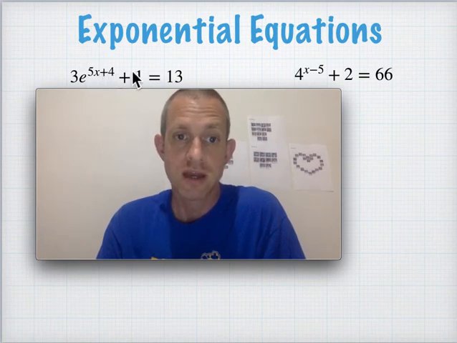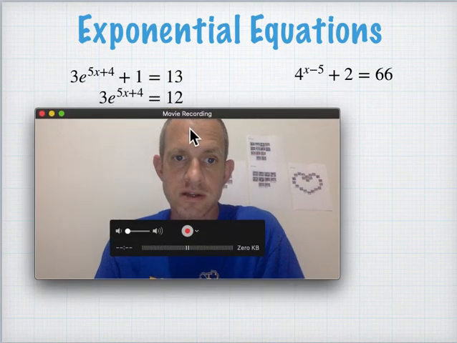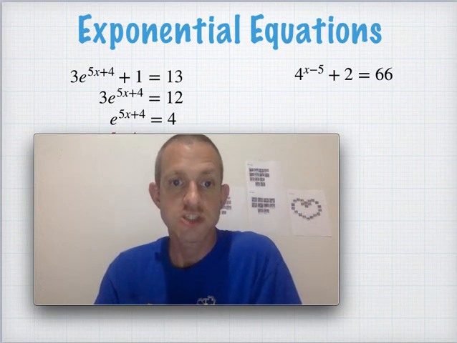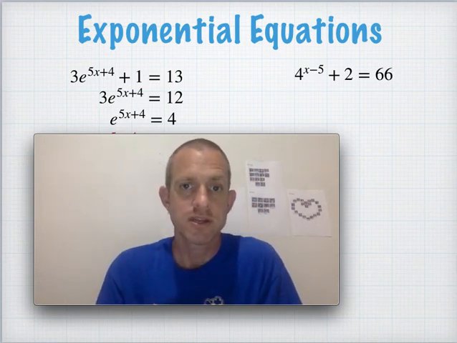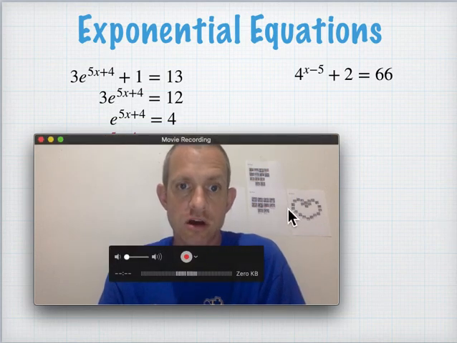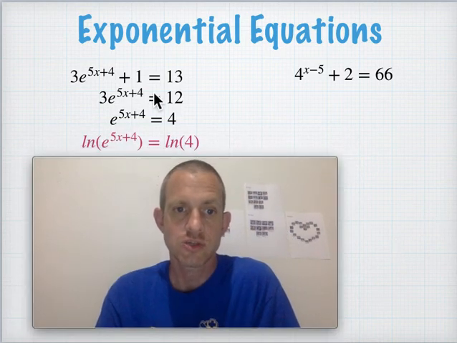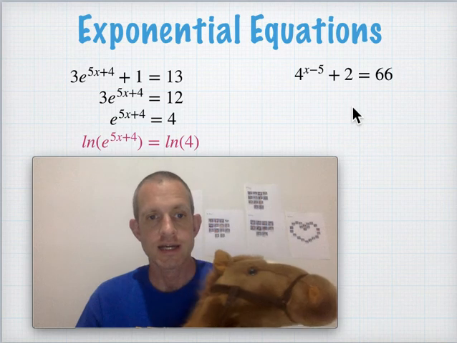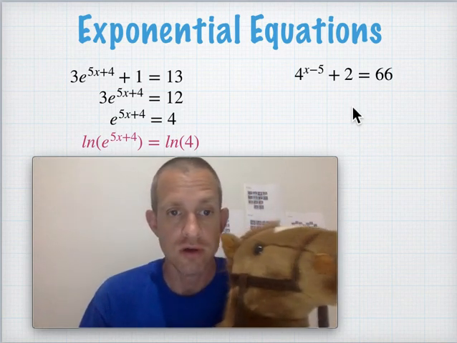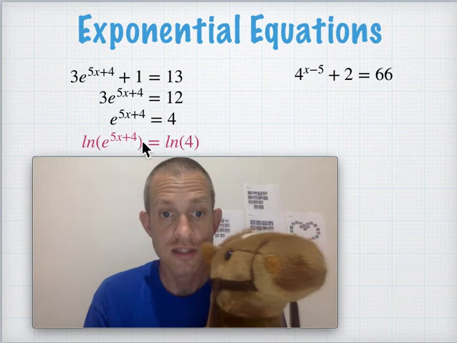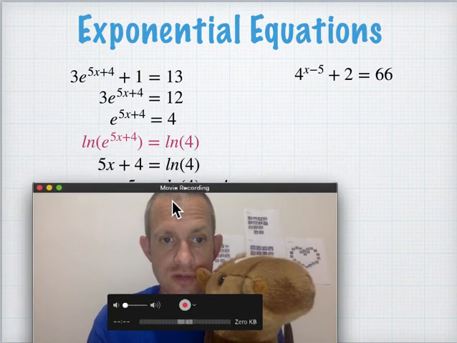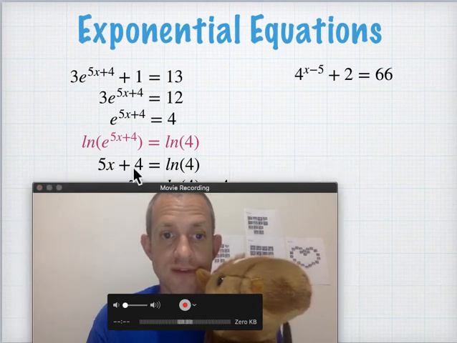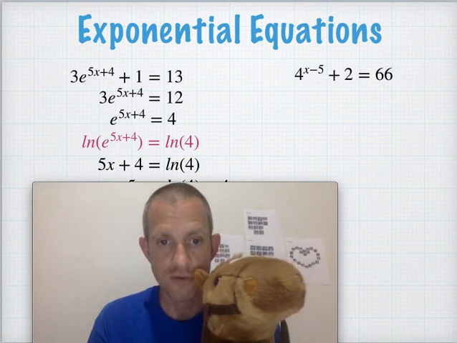And so to do that, I'm going to subtract 1 from both sides, and then I'll divide both sides by 3, and that gives me e to the stuff equals 4. The key move in exponential equations is to take the log of both sides. Which choice of base you use for log depends on the problem. This one has an e in it, so I'm going to take the natural log on both sides. When you do that, on the left-hand side, that undoes e raised to the, that was on purpose. So we have 5x plus 4 equals natural log of 4.